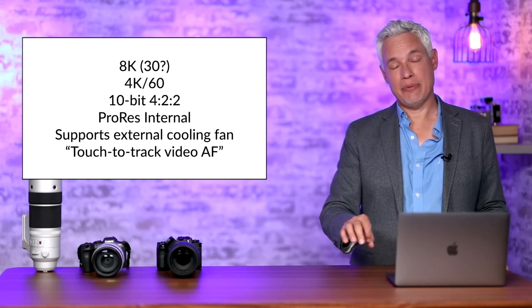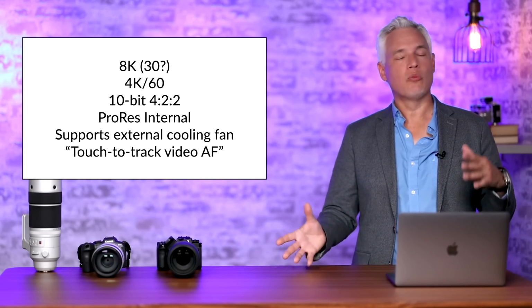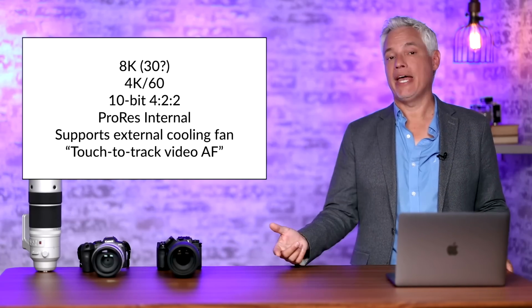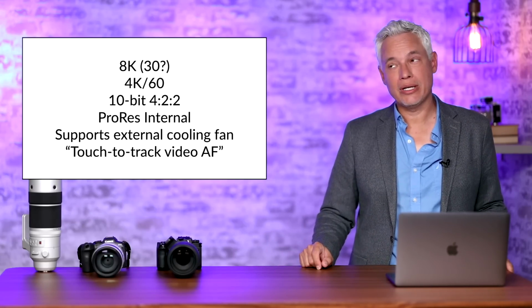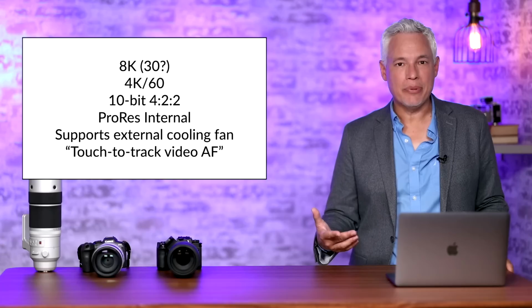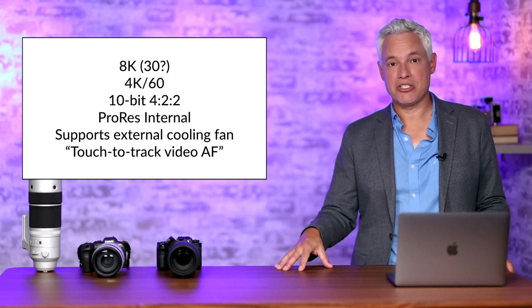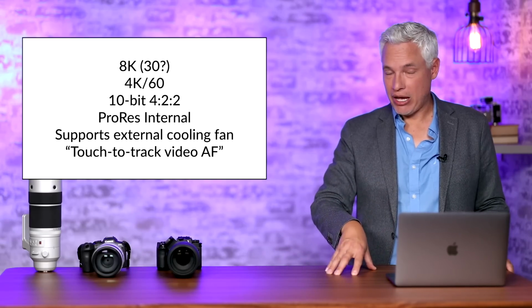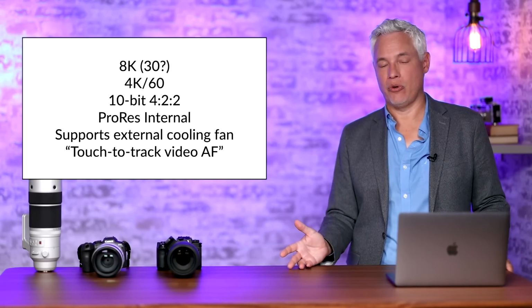It will have 10-bit 422 video, which just means more latitude for doing editing in post without seeing artifacts. And it will record ProRes internally. You don't need that, I don't need that, but some big video production places just have an entirely ProRes workflow, and so that can be a requirement, and that's why they kind of throw that in there.